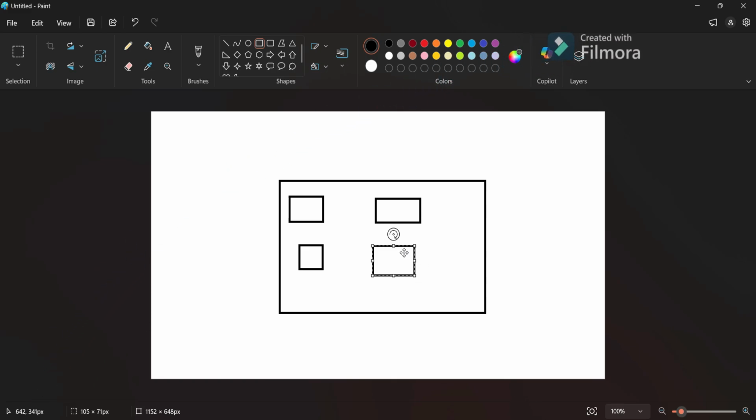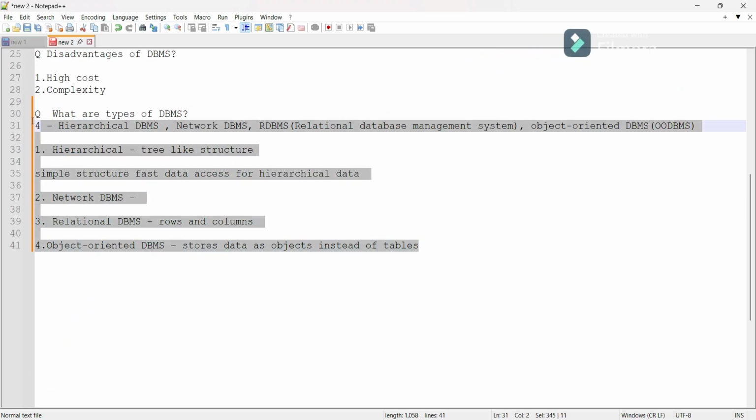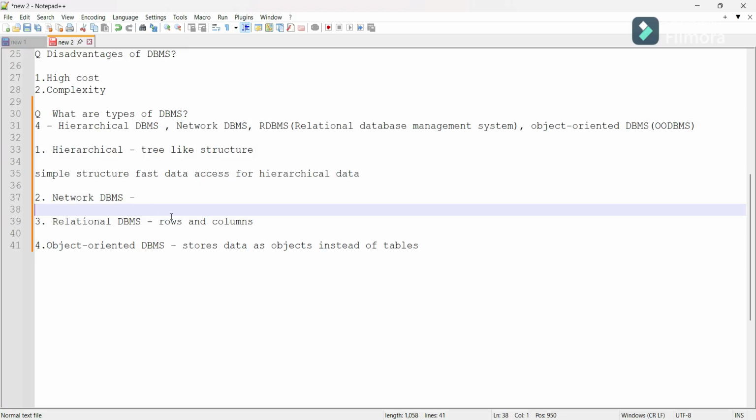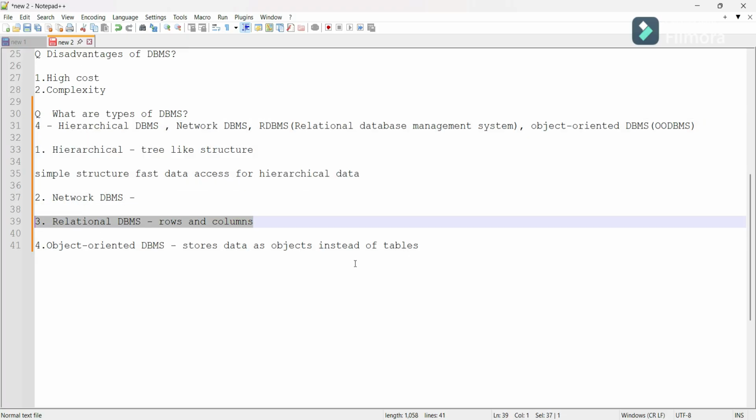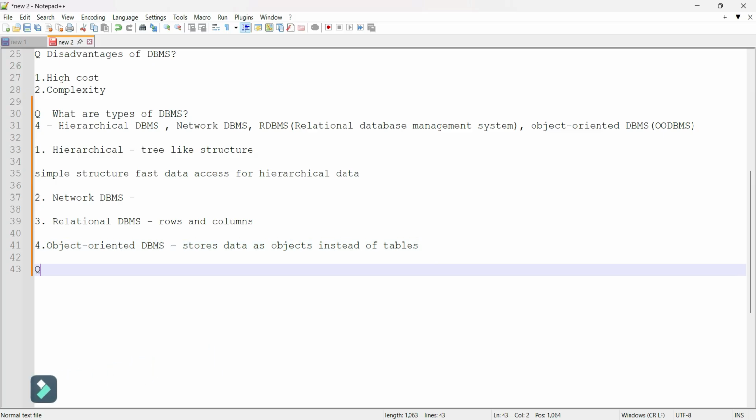This type is commonly used in software development and applications involving complex objects, such as CAD systems or multimedia applications. Among these, as I have already discussed, the most important one is the relational database management system. So let's come to the interview questions.